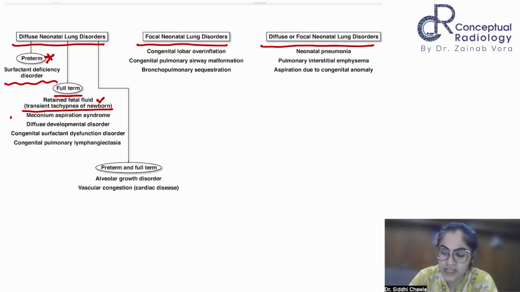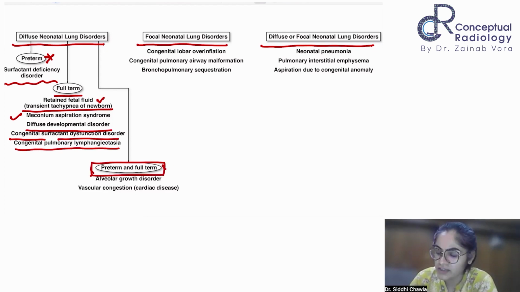Then again, if the patient has meconium stained liquor, then the patient can have meconium aspiration syndrome. Then there can be some diffuse developmental disorders also. The patient can have congenital surfactant dysfunction disorder or congenital pulmonary lymphangiectasia. So these are the causes which are common in the full term. Then some causes can be seen in both the preterm and the full term. They can be alveolar growth disorders. There can be some kind of vascular congestion due to some cardiac diseases.